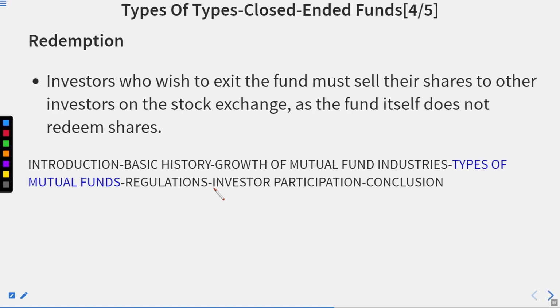So for closed-ended funds, we had just discussed liquidity. The second is redemption. Investors who wish to exit the fund must sell their shares to other investors on the stock exchange, as the fund itself does not redeem shares. Like we discussed for closed-ended funds, the AMC which issued them is not obligated to buy back the funds, as it is in open-ended funds, right? So if anyone wants to step out of the fund, he or she is required to sell the shares to another investor on the stock exchange, because the AMC which issued them is not going to buy them back. All right.